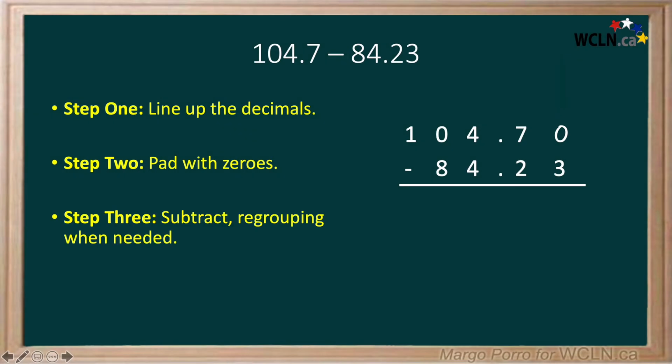Step 3. Subtract, regrouping when needed. This is done just using the standard subtraction algorithm. So we can't take 3 away from 0, we need to borrow from the 7. We continue our subtraction as normal. We can't take 8 away from 0, so we borrow from the 1.